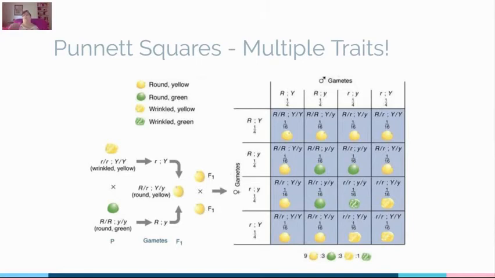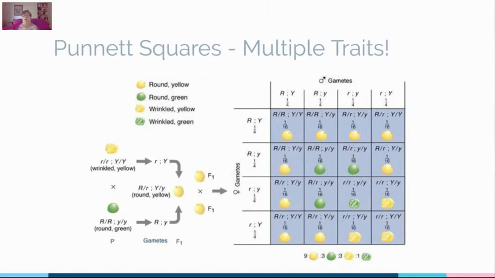So in this diagram, we've got capital R being round peas and lowercase r being wrinkled peas, and capital Y for yellow peas and lowercase y for green peas. Now, we could have gone with S for shape and C for color, but here's my other rule for picking letters. It is so much easier when you choose a letter that you can easily tell the difference between upper and lowercase.